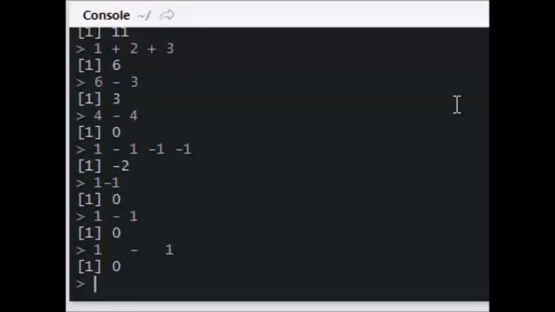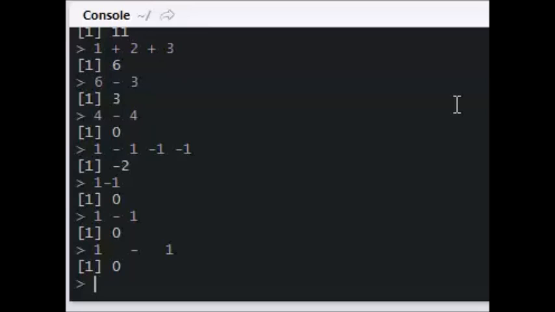So for most cases, you can ignore white space. It doesn't really matter, and it's up to preference. And really, what should determine your white space is how readable the code is. Okay, so we've covered addition, we've covered subtraction.